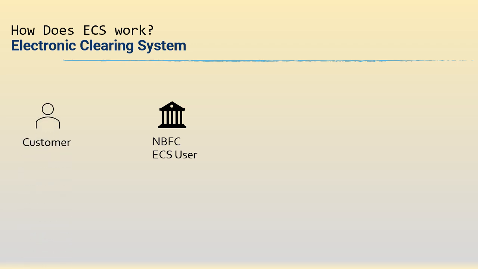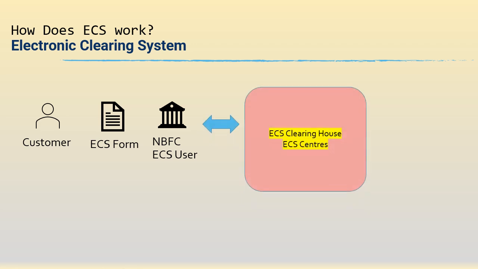As a customer, if you want to facilitate the EMI deduction from your bank to Bajaj Finance, you just fill up an ECS mandate form and share it with your NBFC, the institution where you have taken the loan from. The NBFC or the ECS user will in turn send that mandate to the ECS clearing house. There are a lot of regional ECS centers, for that NBFC's region. The corporate would send it to that particular ECS center. The ECS center would then forward it to the customer's bank, and the customer's bank will register the same. So this is how the ECS system used to work.